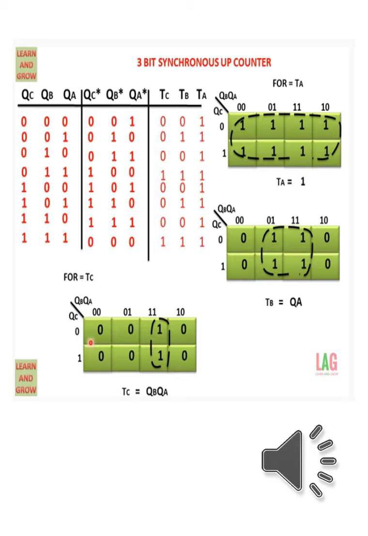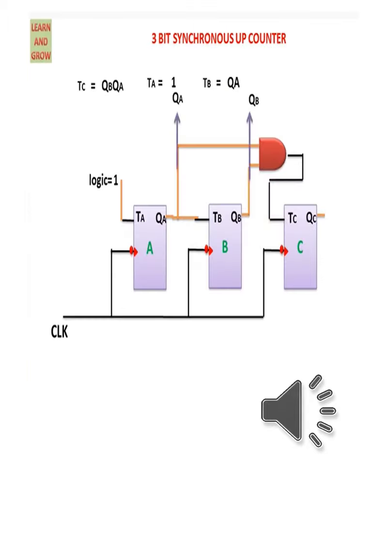Okay, so after writing this K-map reduction, then we have to go for the logical diagram, that is the flip-flop diagram. It is a 3-bit synchronous up counter. While we are drawing a 3-bit synchronous up counter, we know 3 flip-flops are required. So TA should be connected with 1, TB should be connected with QA and TC should be connected with QA into QB. And it is a synchronous counter, so feed a common clock pulse to all the flip-flops.